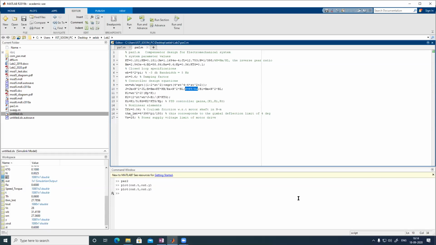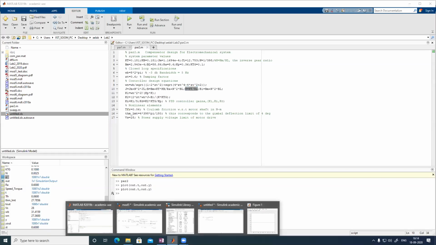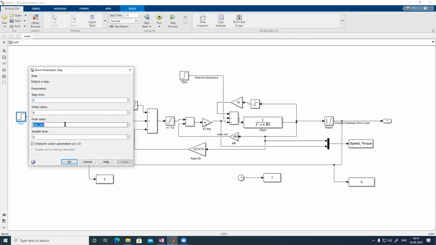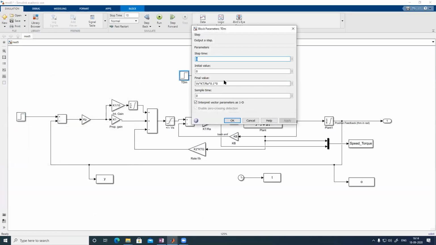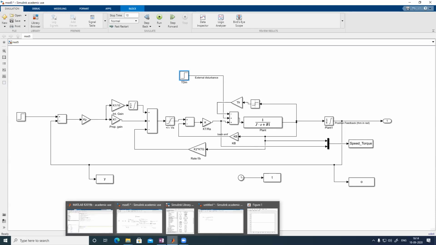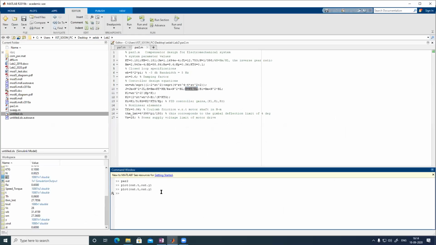Sir, the expression for the second case, external disturbance. Yeah, you make it 0 here. Final value multiplied by 0. And you have to apply 10% of peak torque: VS KT, PS into KT by RA multiplied by 0.1. And again you have to do the same thing. Plot T comma I. If out is coming, out dot t comma out dot y you have to plot.